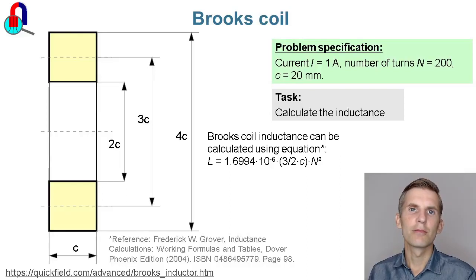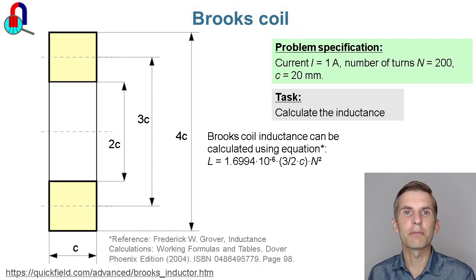Brooks coil. Brooks coil has specially arranged dimensions to get the maximum inductance value for a given length of the wire. You see the analytical equation here. I'm going to simulate the Brooks coil in QuickField and calculate the inductance in QuickField. The coil has 200 turns, but there is no need to draw each individual turn. I'm going to model the coil with its cross-section and specify the total number of ampere turns.